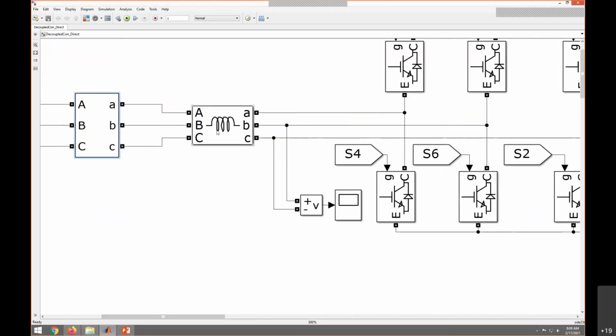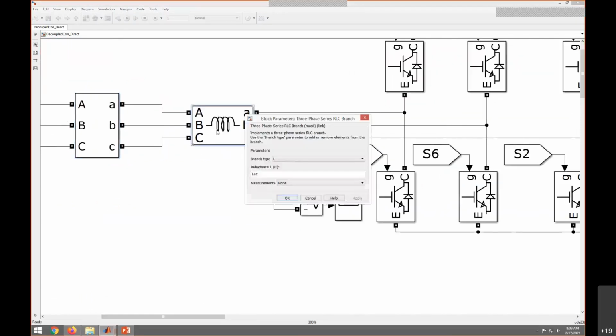After that, we have this coupling inductor, LAC. Usually it also consists of some resistance, but that resistance value is very small, in the order of 0.1 ohm or so. So I neglected that and just connected an inductor.